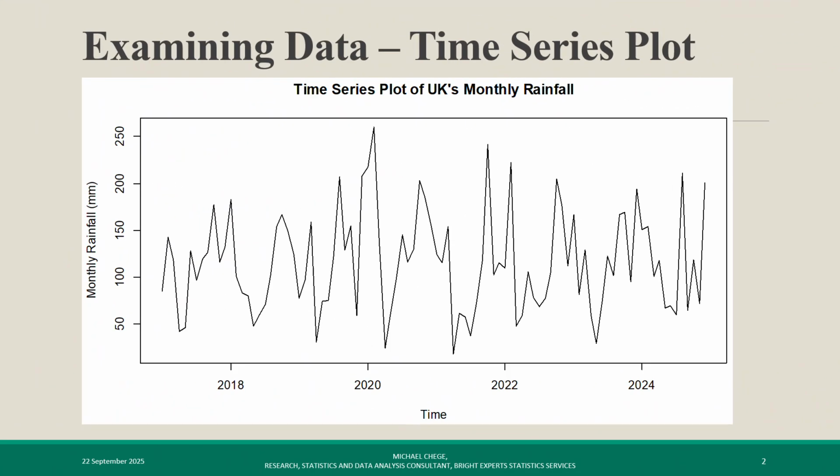Here's the rainfall data from 2018 to 2024. Notice the fluctuations, peaks, troughs, and possible seasonal patterns. This visual gives us our first clue. The data is dynamic and potentially seasonal.